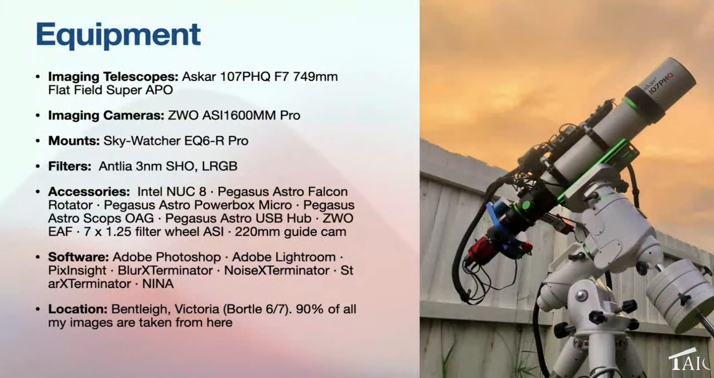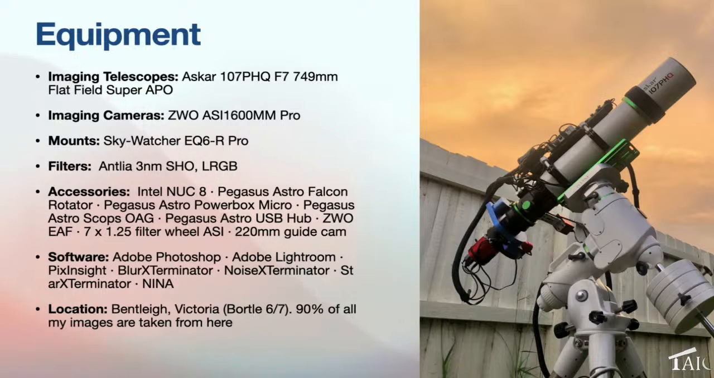This is my telescope. I've got an ASCA 107 PHQ. It's a flat field APO. Doesn't care about backfocal distance. It's really easy to set up. It has a 1600 mm focal length. I got secondhand some 3nm NTI filters, and a whole bunch of gear to automate the whole setup.